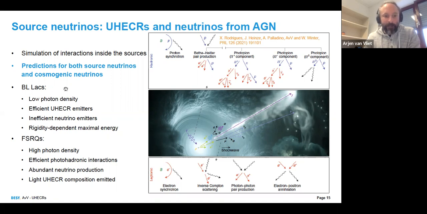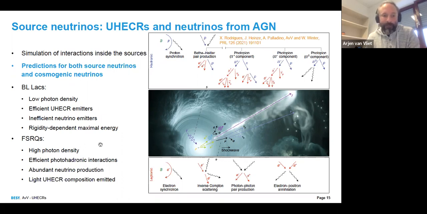BL Lacs are basically more dominant, more abundant sources, but less intense, less active, relatively smaller sources than the FSRQs. So these are FR1 radio galaxies compared with FR2 radio galaxies. BL Lacs have a relatively low photon density, while FSRQs have a higher photon density.